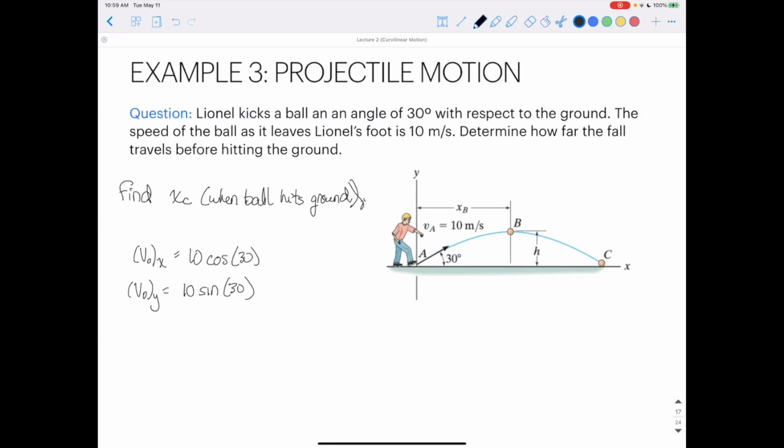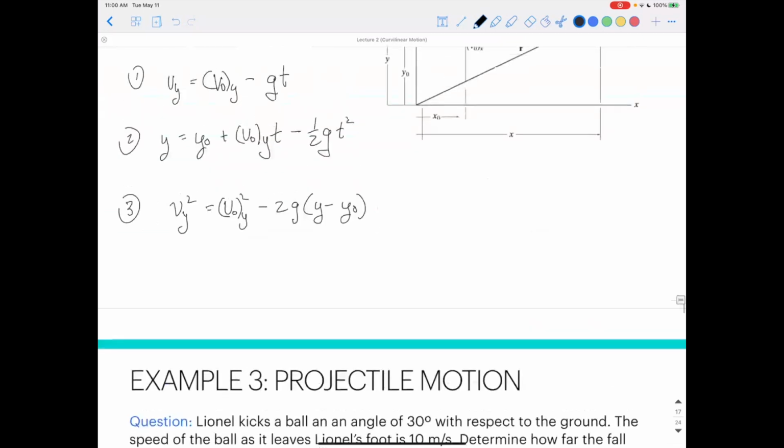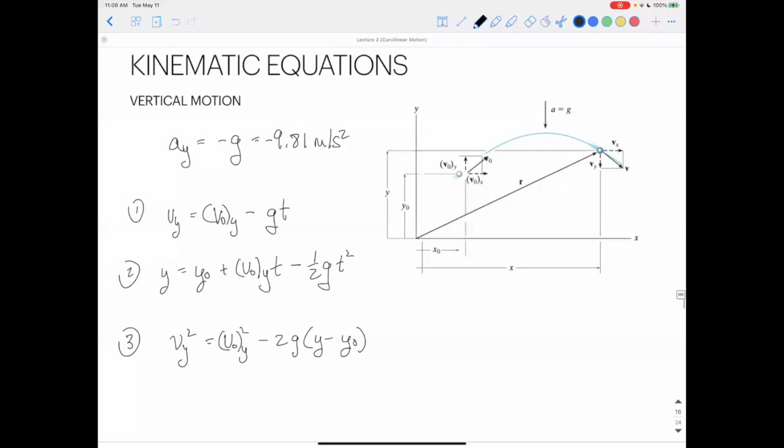So using these, if we look back up to our equations, which of these equations do we think might be useful? If we look at equation 1, we don't really need to find this component of velocity. We don't really care what that is, so let's not use equation 1. If we look at equation 3, we have that Vy again, so maybe not equation 3. So let's try equation 2.